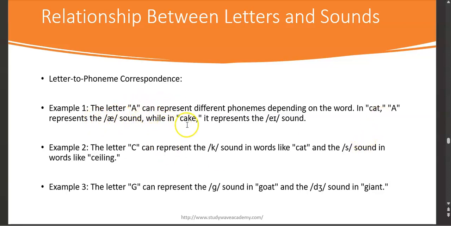The second one, we have letter C, sound K, in cat. We write it as C, but how we pronounce it is like K. Look at another one. The sound S is a sound in sailing, but we write it as C. In sailing, we write it as C, but we sound it as S. So that is an example of the letter to phoneme correspondence.